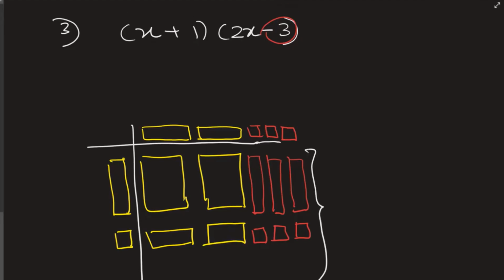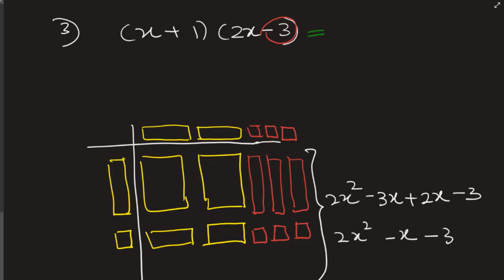So we're just going to get the sum of it. First we write it. What you have is first 2x squared, the 2 yellow squares, plus -3x, the red rectangles, and then +2x, the yellow rectangles, 2 of them, and -3, the red units. Now we can simplify: 2x squared, and then -3x and +2x becomes -x, and the -3 stays the same. Now we can write without the tiles.